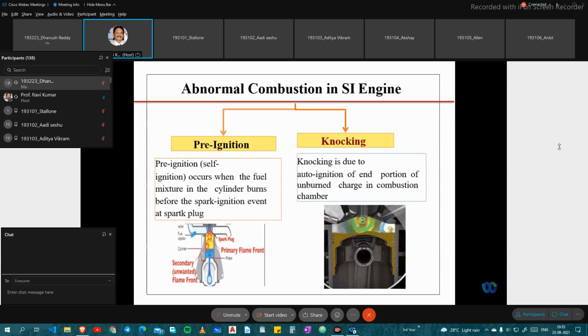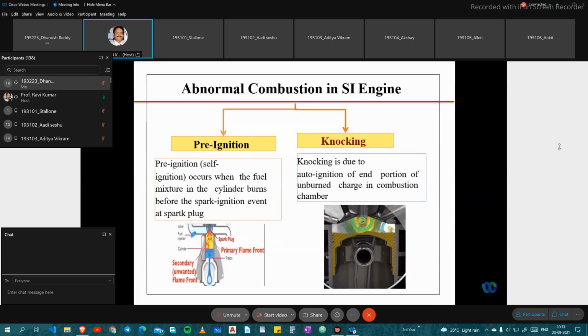And because of the abnormal combustion, what happens? If it is an abnormal combustion, we are going to get detonation, and pre-ignition will take place, and knocking also will be taking place. Pre-ignition occurs when the fuel mixture inside the cylinder burns before the spark ignition event from the spark plug, because leftover gases and other things will have a temperature and all.